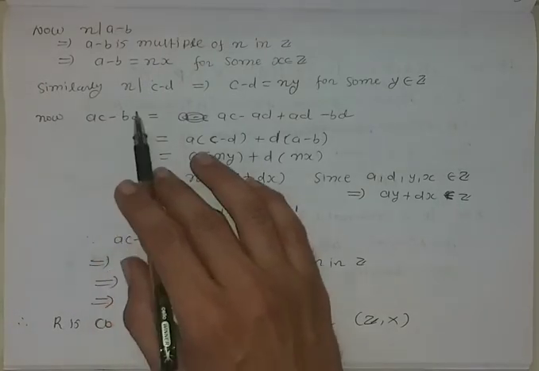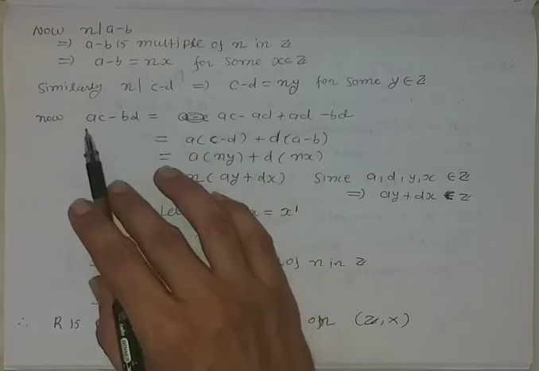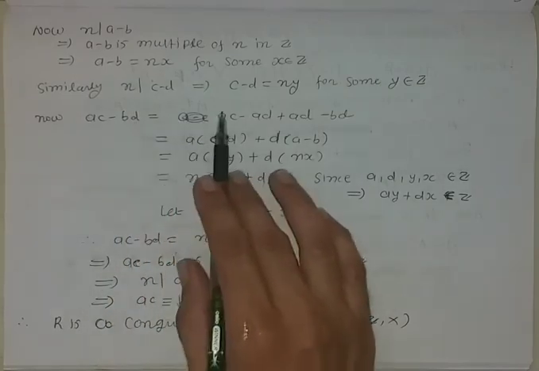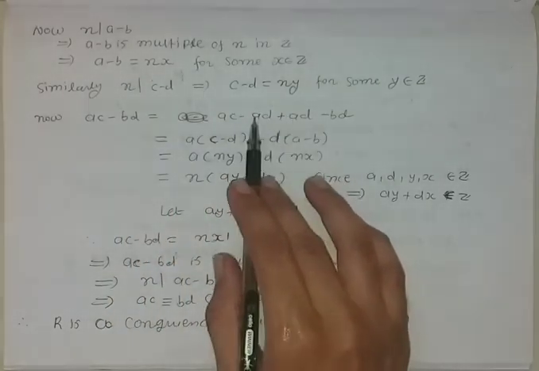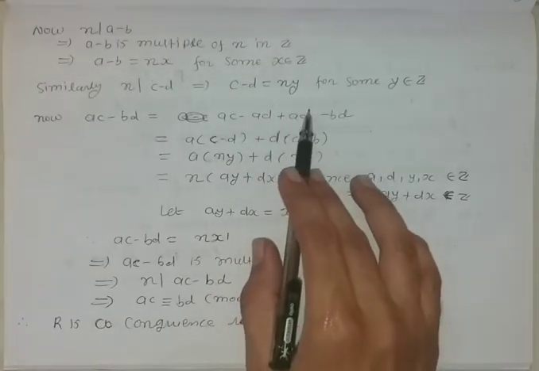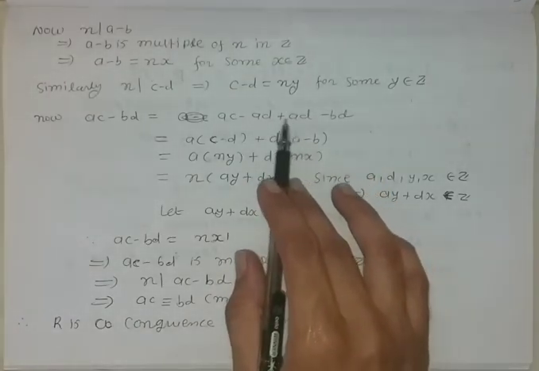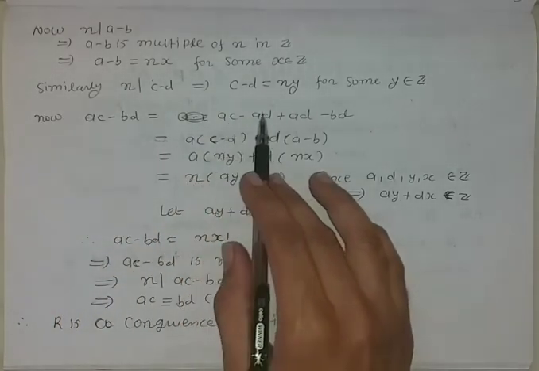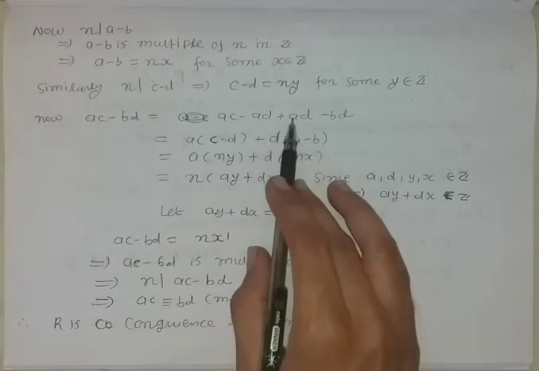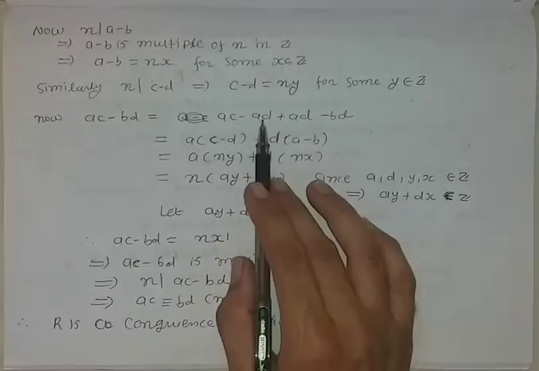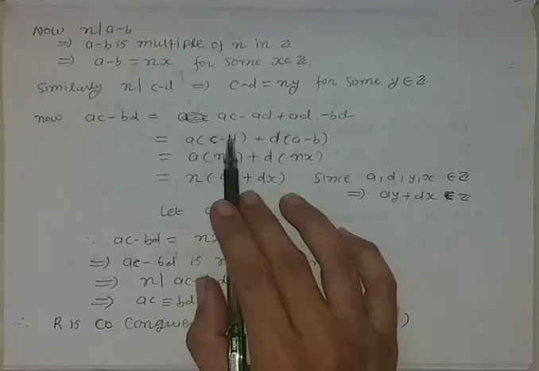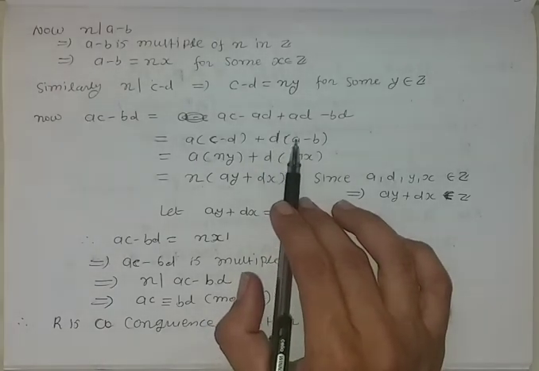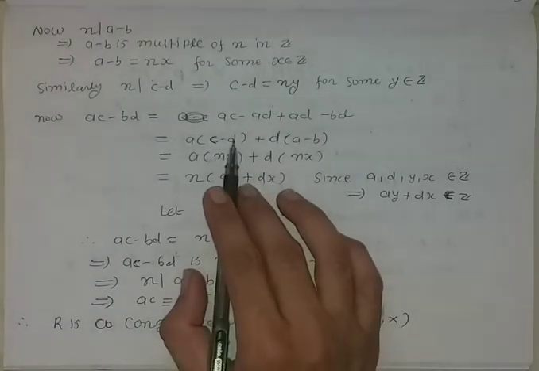Now ac minus bd. What is our aim? Our aim is to show that n divides ac minus bd. Now ac minus bd is equal to ac minus ad plus ad. We add ad and remove ad, so we get this step. So ac minus bd is equal to ac minus ad plus ad minus bd. Take a common, we get a into c minus d plus, from this step take d common, we get d into a minus b.